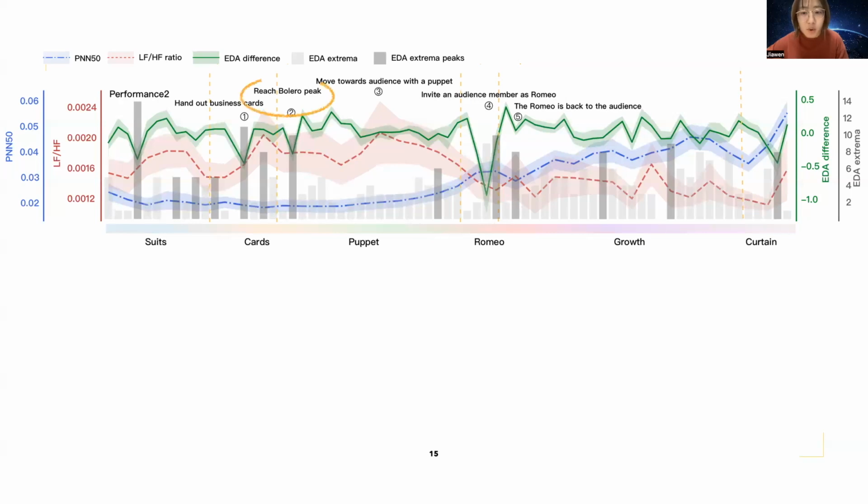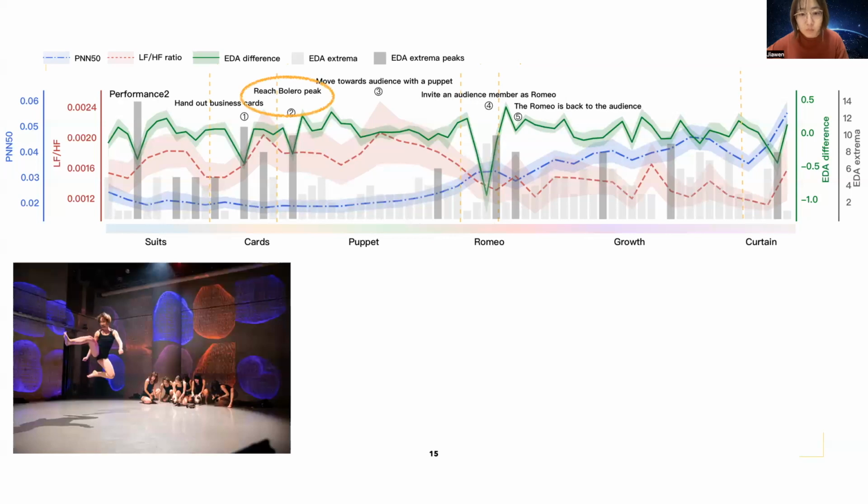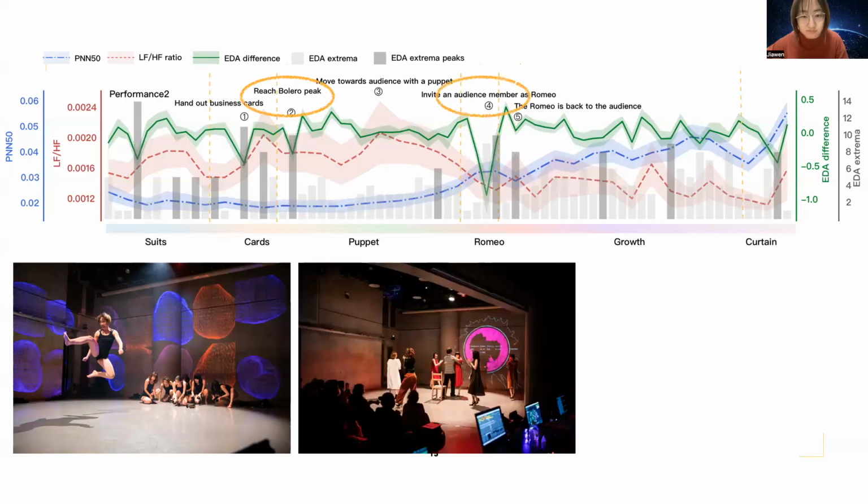We can see when the music of Boyle reached the peaks, there are strong rhythms. Similarly, when dancers invited an audience member as Romeo to the stage, all the audience suddenly became anxious, wondering whether they would be invited or not.